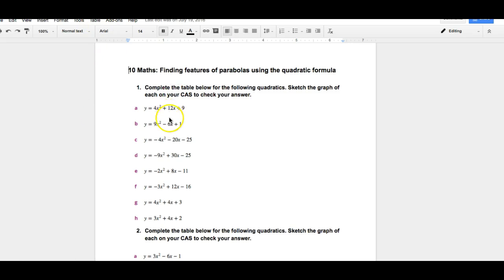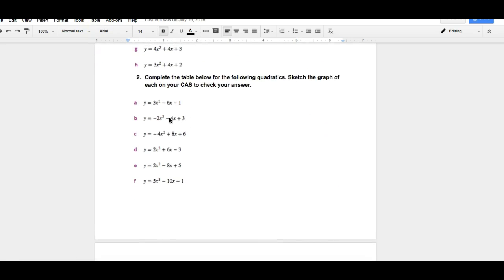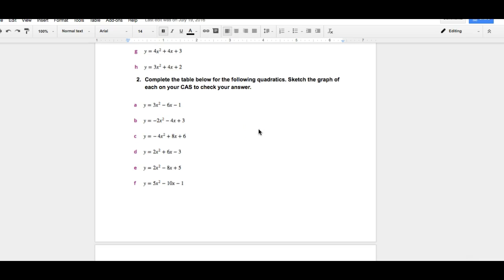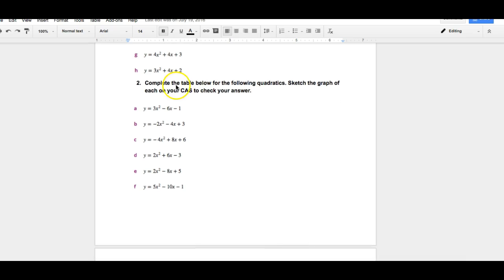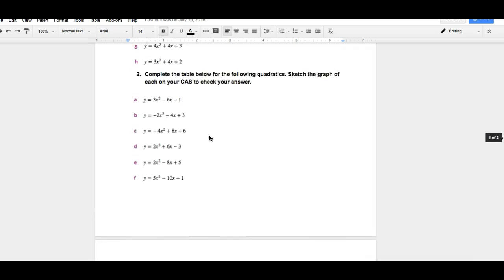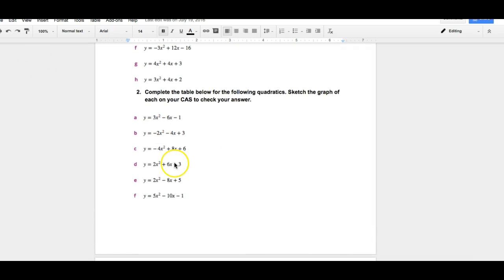All right, question 2. Complete the table below. So we've got another bunch of quadratics. I'm not sure what the difference is between them and the previous ones. Let's maybe just do one of them. Okay, so let's do question D. So A is equal to 2, B is equal to 6, and C is equal to negative 3.